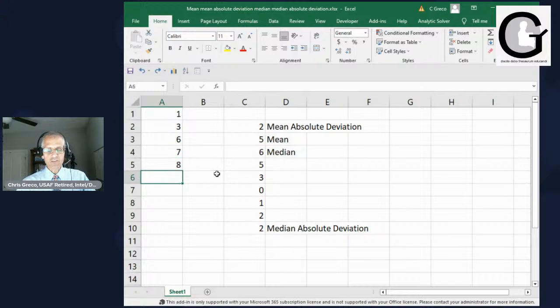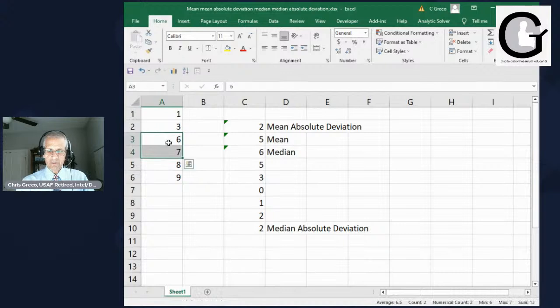Now, the minute that you start putting another number in there, let's say you put in 9, that changes the median. The median will no longer be 6. The median will now be somewhere between 6 and 7. Usually they take the average of those two, 6.5. But let's say we did that. Let's say we put in the 9.